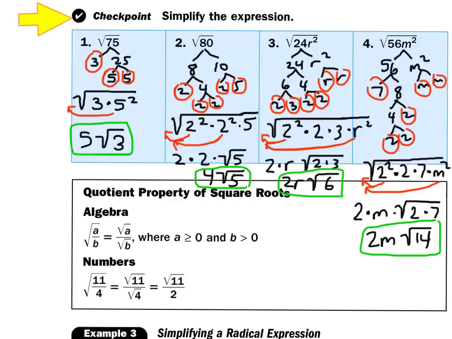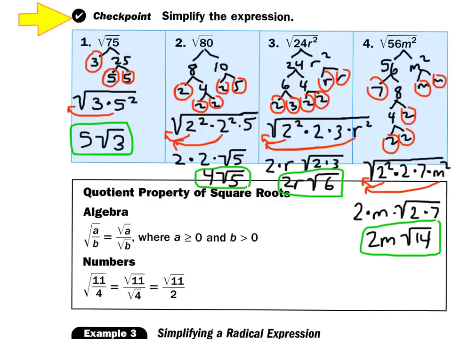Okay, take a look at number 3, the square root of 24r squared. So break apart, and on the first branch put 24. On the second branch put r to the second power. Now break apart 24. That's 6 times 4. Break apart 6. It's 2 times 3. Break apart 4. It's 2 times 2. Break apart r to the second power is r times r.